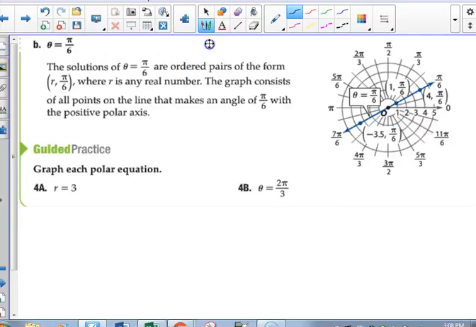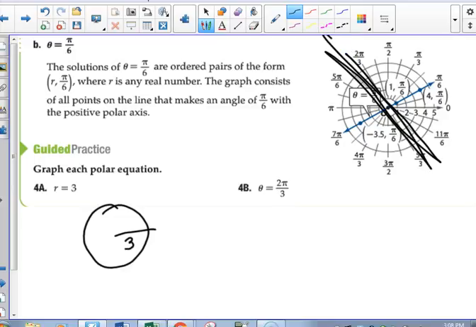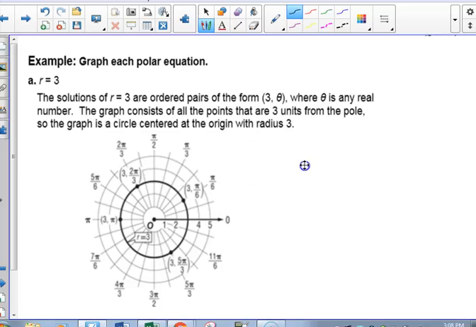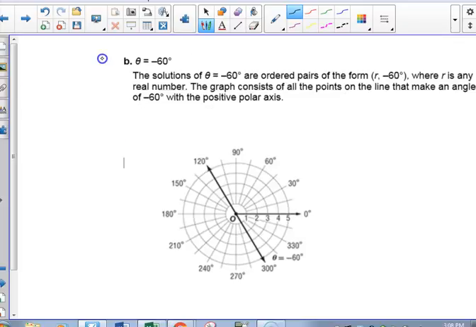Theta equals pi over 6 would be this line at pi over 6 that goes all the way across. It doesn't stop. So r equals 3, I would have what? A circle of radius 3. Theta equals 2 pi over 3, if I did it on this graph up here, would be that line, right? Clearly drawn, nice and neat. Here, you have this one on your paper as an example, r equals 3.